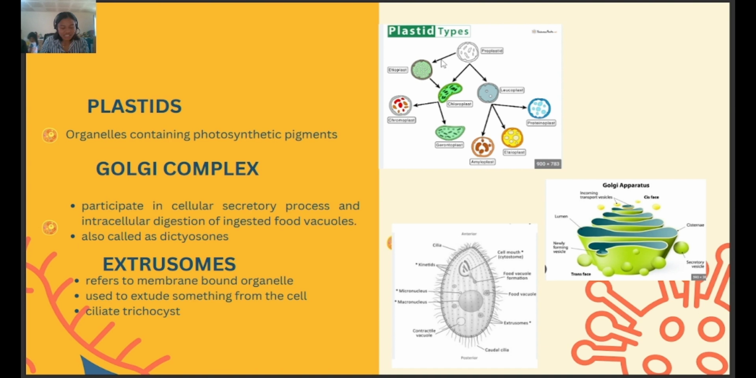This Golgi complex is part of the endomembrane system that participates in cellular secretory processes, and is also called dictyosomes. Next are the extrusomes. They are membrane-bound organelles used to extrude something from the cell. This suggests that not all extrusomes are homologous. An example is the ciliate trichocyst.